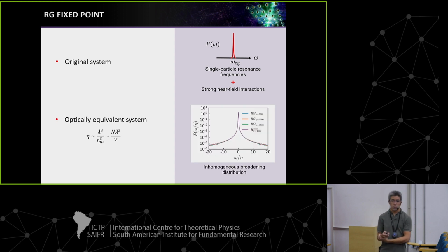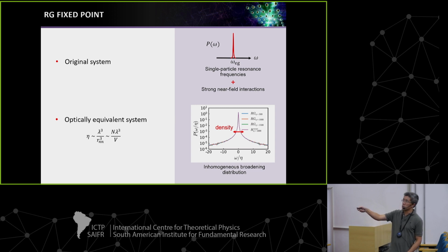And then at the end of this renormalization group argument, I say that I have an optically equivalent system where I now have a distribution over resonance frequencies. And the width of the resonance frequency distribution, you expect that it scales like 1 over r cubed, where r is the characteristic nearest neighbor separation. And in 3 dimensions, 1 over r cubed for nearest neighbors is directly proportional to the density. Okay, so the point is that this distribution just scales directly like the density.